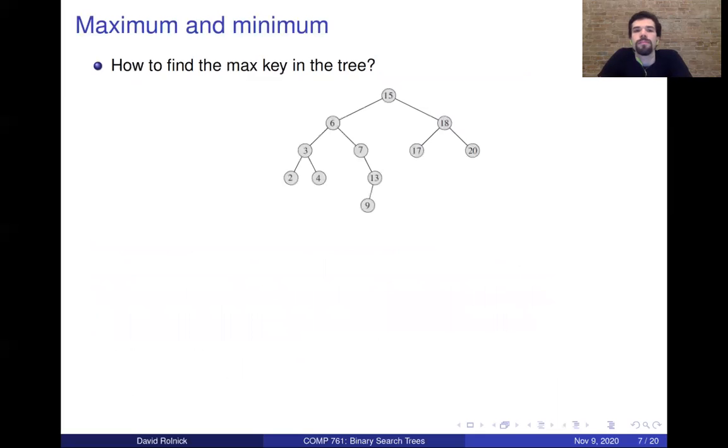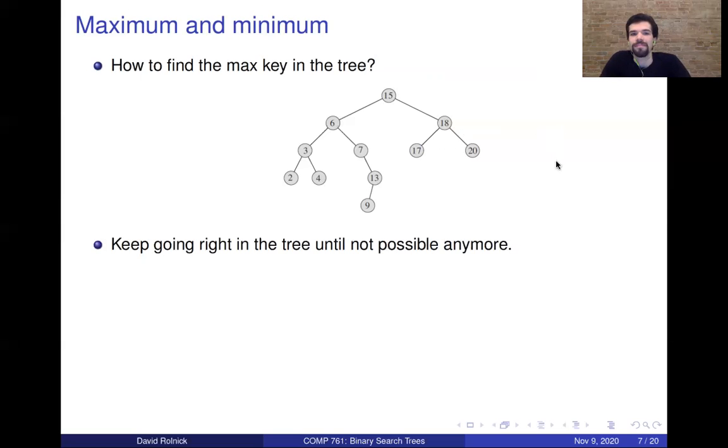Maximum and minimum. How do we find the max key in a tree? Rightmost. Keep on going right in the tree until it's not possible anymore. Yep, exactly. Go right from the root, right down here, and we're done. 20, that's the max. Similarly with the min, we just go left.